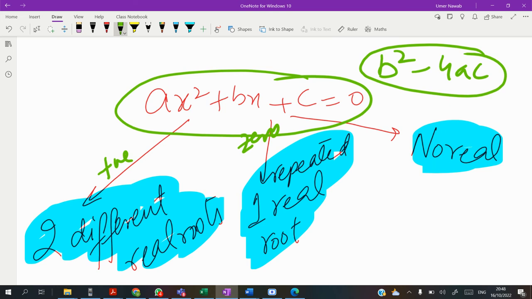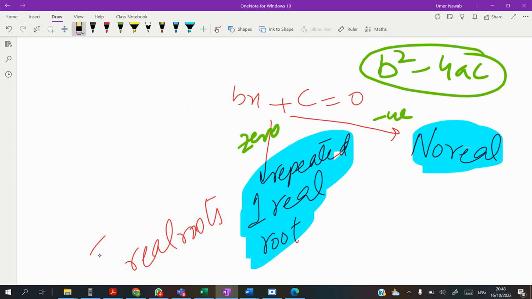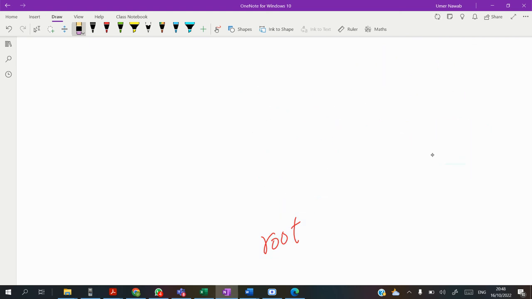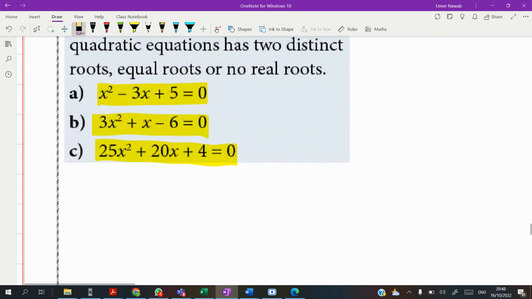And in the first part, the parabola will be cutting the x-axis at 2 points. In the next part, if you can see, if the discriminant is negative, then the parabola will be above the x-axis. Meaning your parabola will not cut the x-axis, then you don't get any real solutions. So the whole nature of a quadratic equation depends upon the sign of b square minus 4ac.